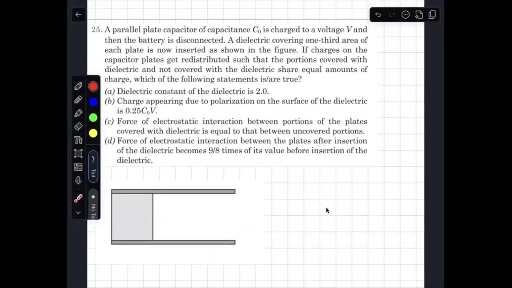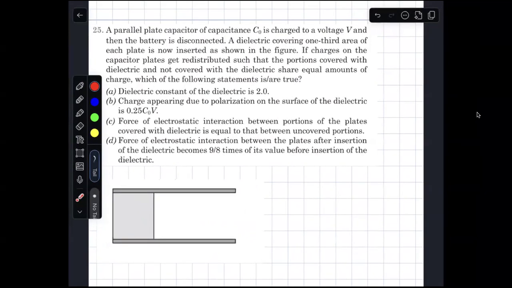A parallel plate capacitor of capacitance C naught is charged to a voltage V, and then the battery is disconnected. A dielectric covering 1/3 area of each plate is now inserted as shown in the figure. The charges on the capacitor plates are redistributed such that the portions covered with the dielectric and not covered with the dielectric share equal amounts.